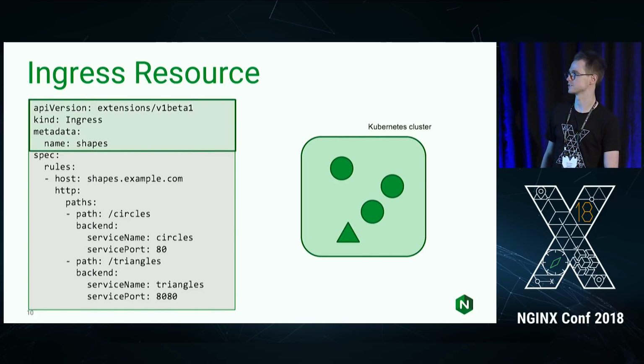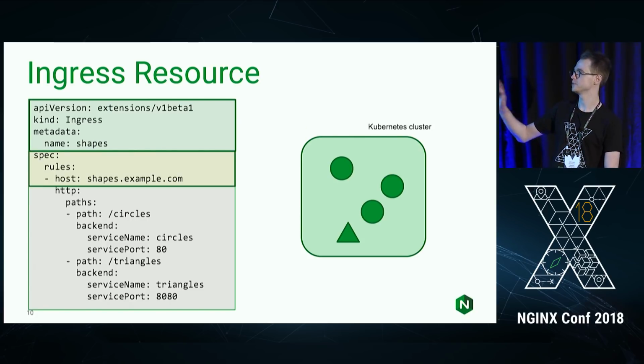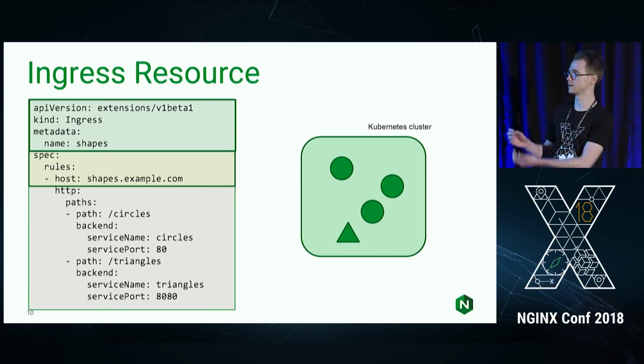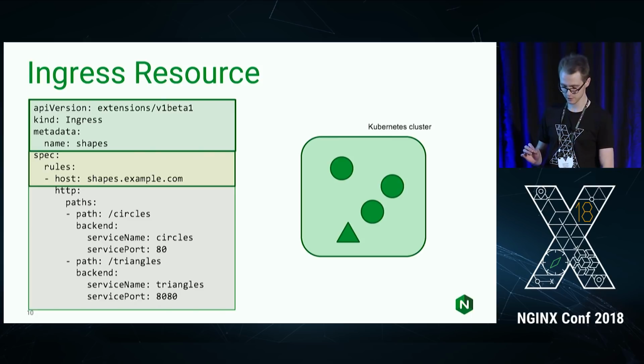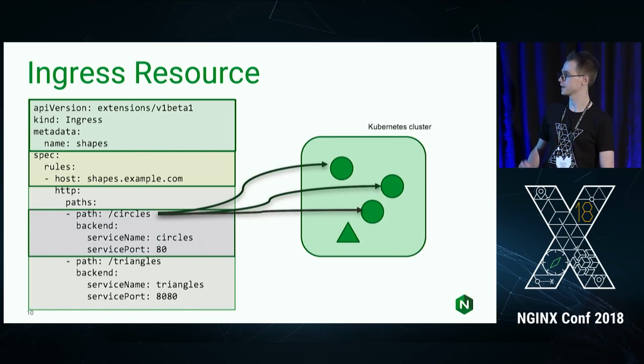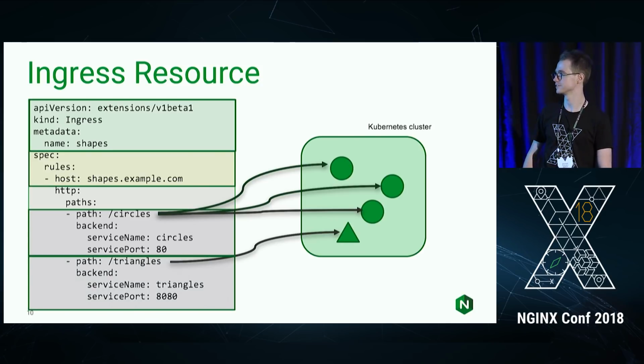The top of the resource has standard fields for any Kubernetes resource. Here in the spec, we define that we want to configure a proxy for our shapes.example.com application with this DNS name. And we have two paths. The request for circles will be load balanced to our circle pods, and the request for triangles will be routed to our triangles pod.